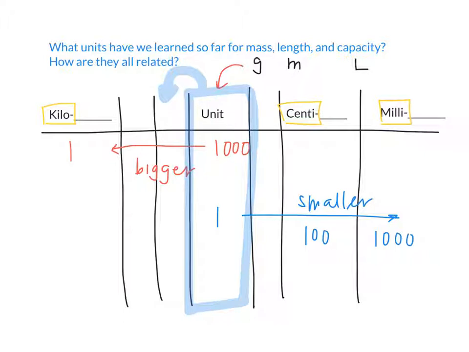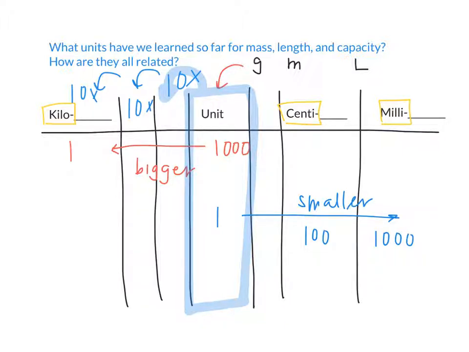It would be getting 10 times bigger over here, right? 10 times bigger. Another 10 times bigger here. And another 10 times bigger here. So from the unit to kilos, how many times bigger is it getting? 10 times 10 times 10, which is? 1,000. How much bigger is 1 kilogram compared to 1 gram?